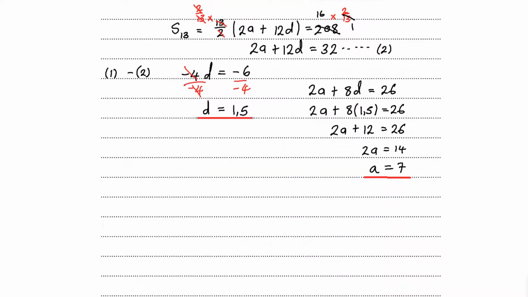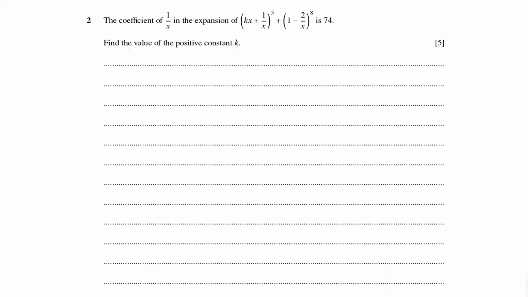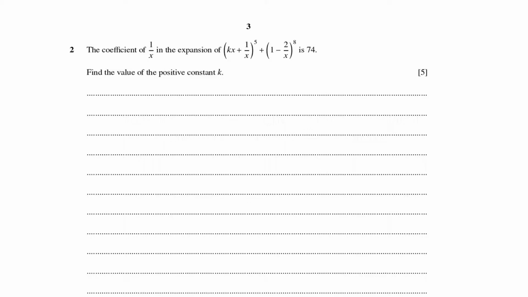Let's scroll down to the next question. Question number 2. The coefficient of 1 over x in the expansion of (kx plus 1 over x) to the power 5 plus (1 minus 2 over x) to the power of 8 is 74. Find the value of the positive constant k.